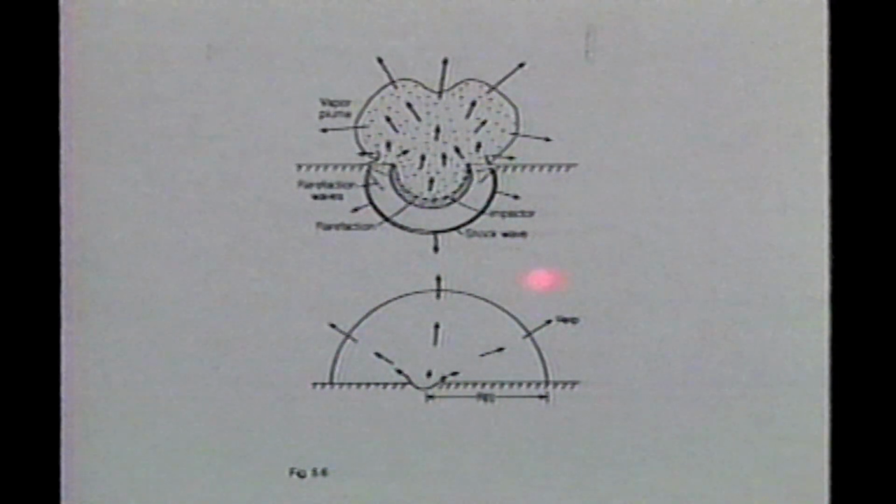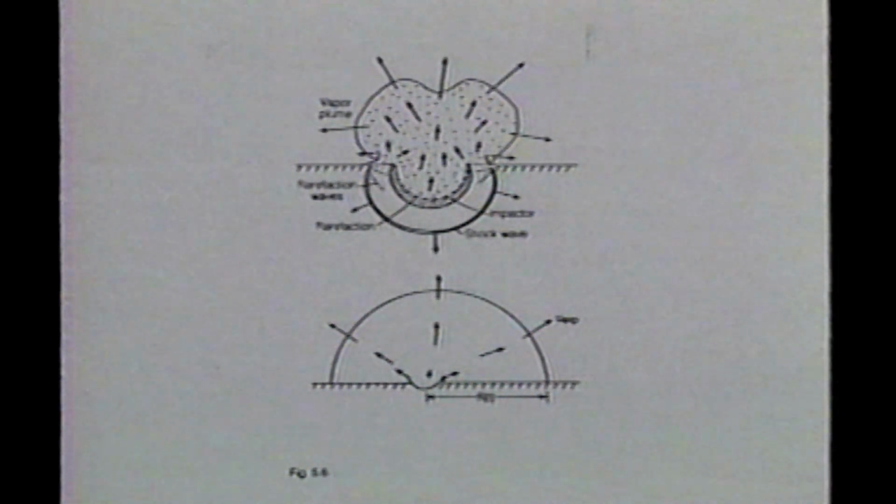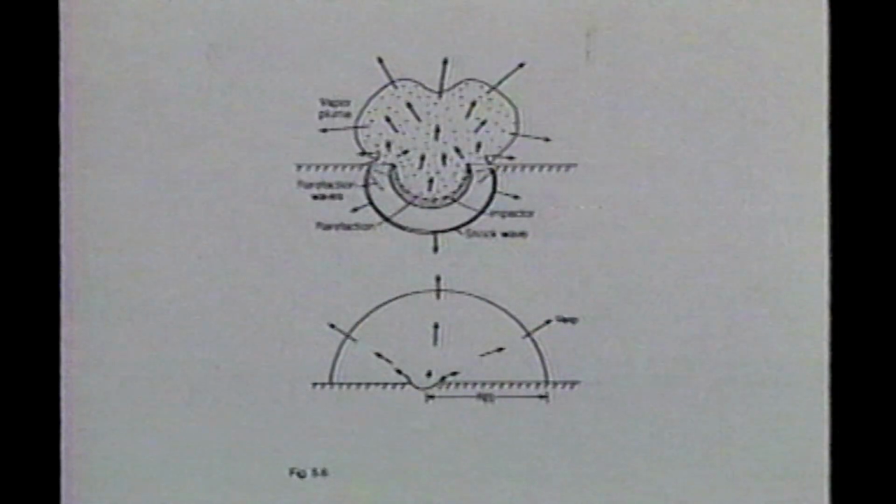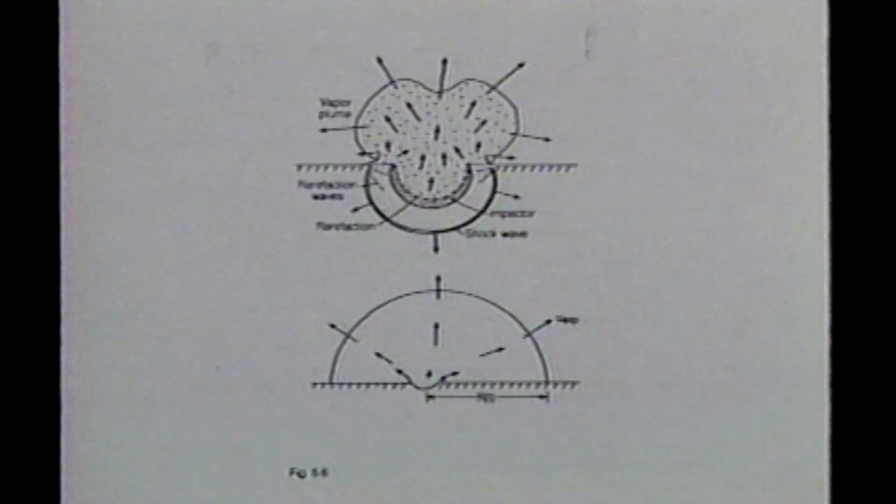This is a sketch which is actually derived from a numerical calculation that Tom Ahrens did a number of years ago of what happens in an impact. Shortly after the impact occurs, the projectile is unloaded. That's why the outside surface is dashed. It's vaporizing. The vapor is expanding out of the crater. At the same time, the shock wave is expanding out.